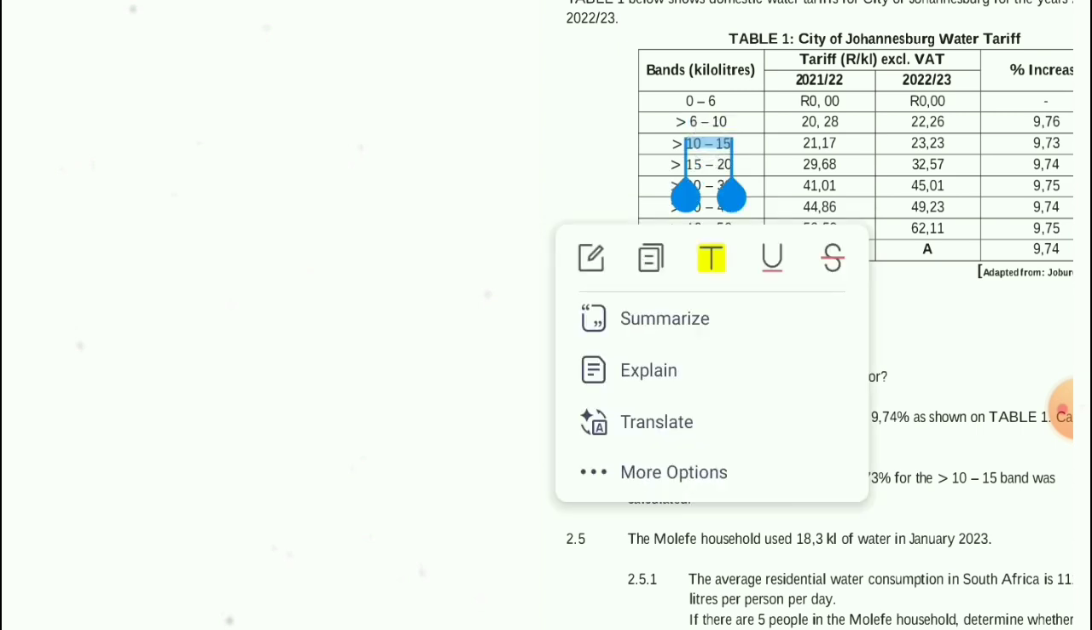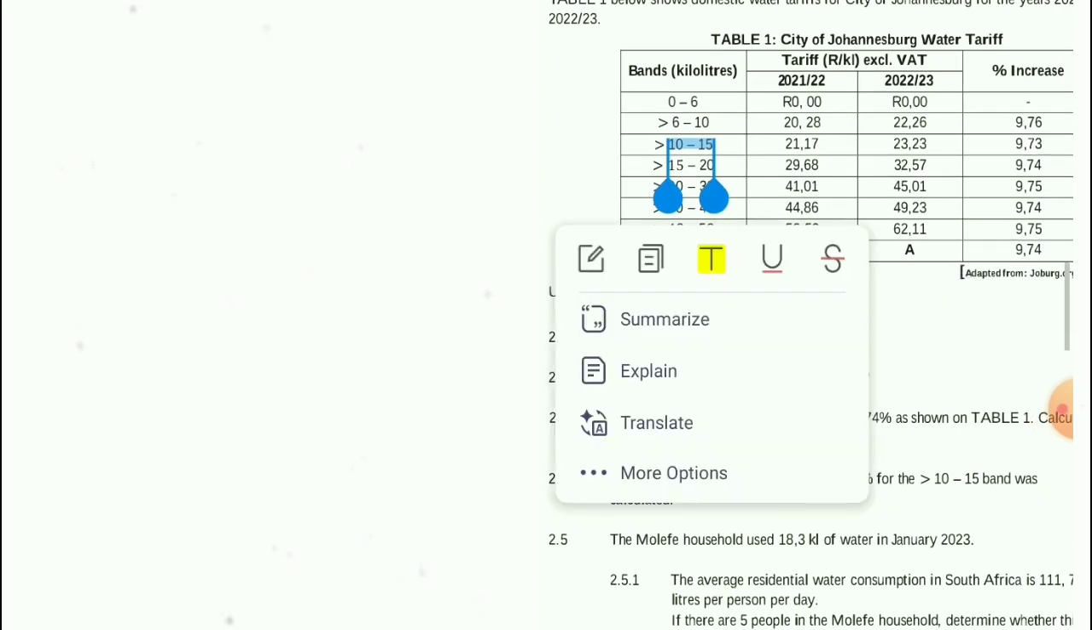2.4, show how the percentage increase of 9.73% for the 10 to 15 band was calculated. So this is the 10 to 15 band, as you can see on the table. I hope you guys can see the table clearly.